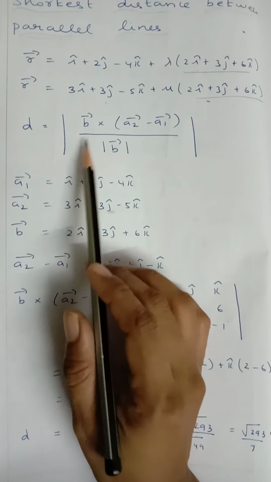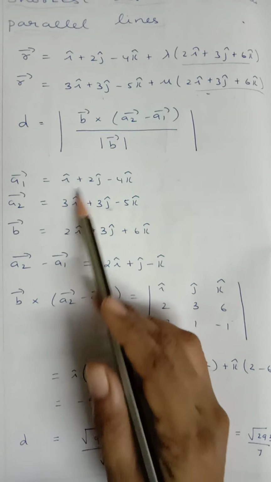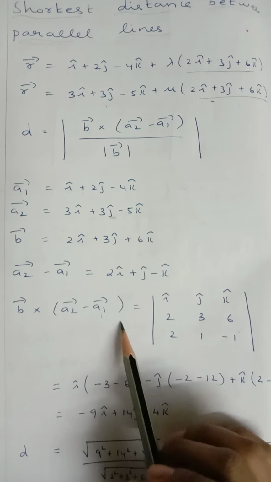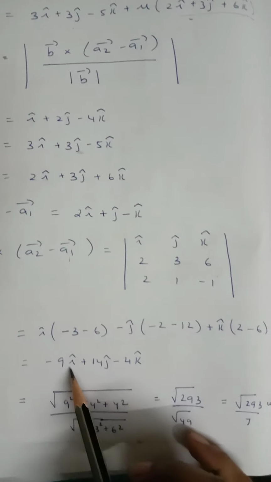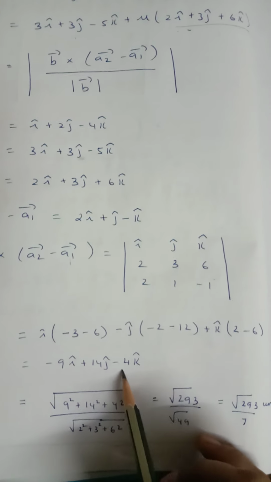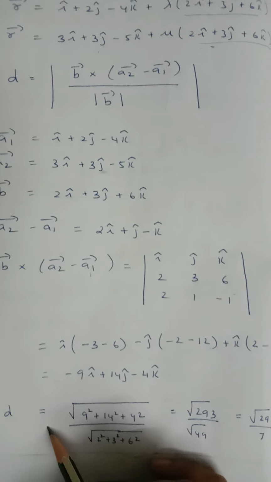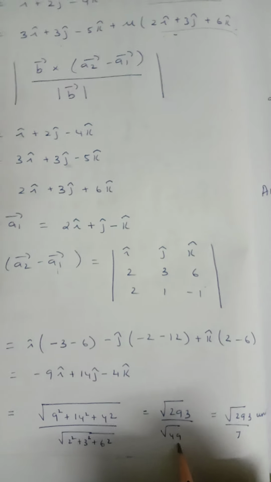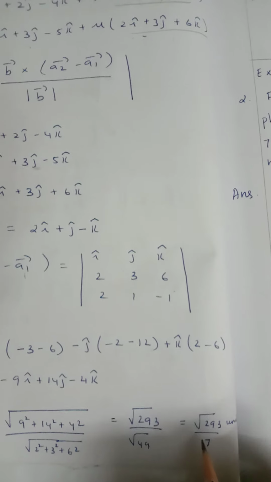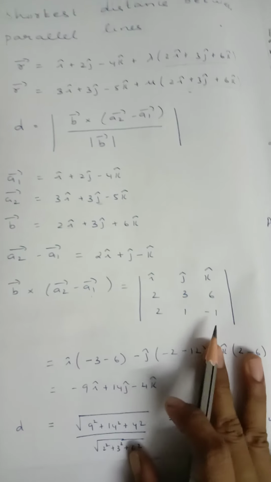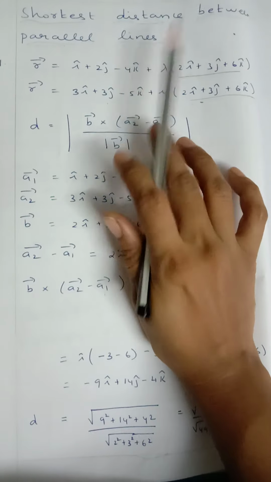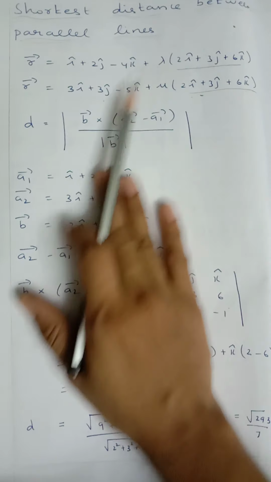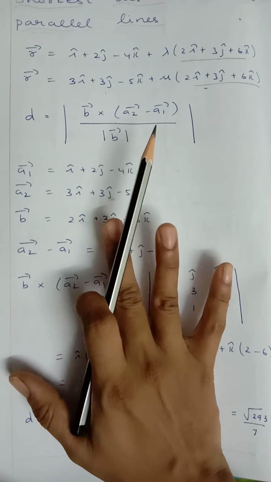So first I am finding a2 minus a1, then I am finding the cross product of b with a2 minus a1, and you are getting minus 9i plus 14j minus 4k. So distance is equal to root of the same, 293 by root 49, or 293 by 7 units. So students, that is the shortest distance between skew lines and the shortest distance between parallel lines. With this, 11.2 gets over.